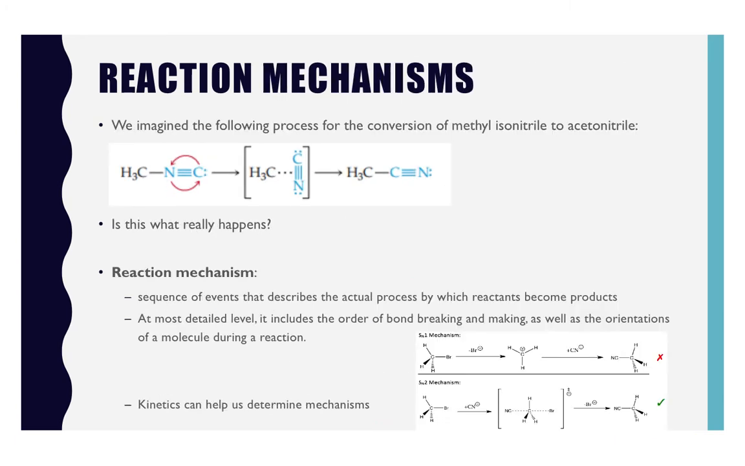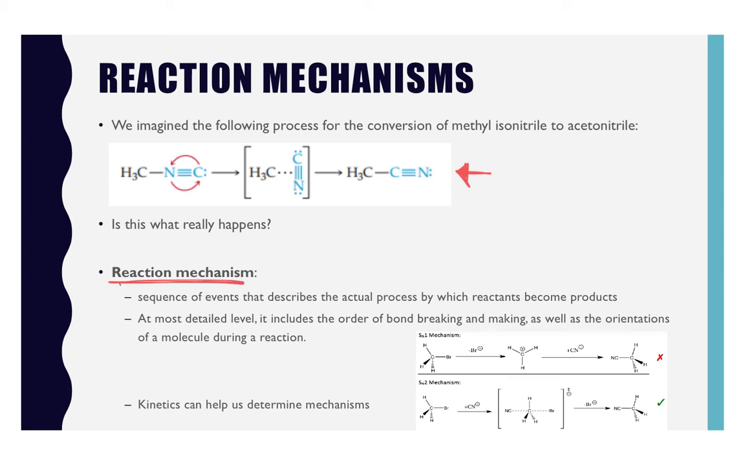All right, so now this moves us into the idea of reaction mechanisms. Okay, we imagine the following process for the conversion of methyl isonitrile to acetonitrile. So here's what we got. That's what we imagined it to be. And then the question is, what really happens, or is there something else that occurs along the way? And what answers that question for us is the reaction mechanism.